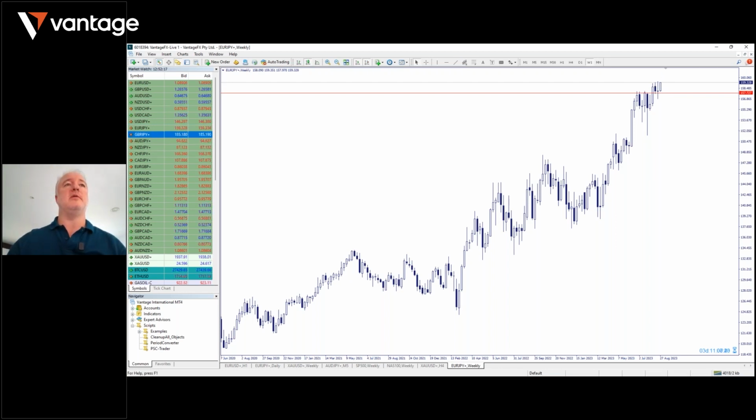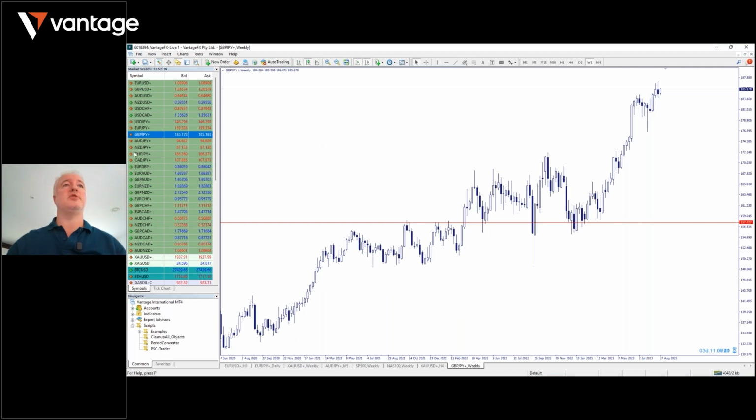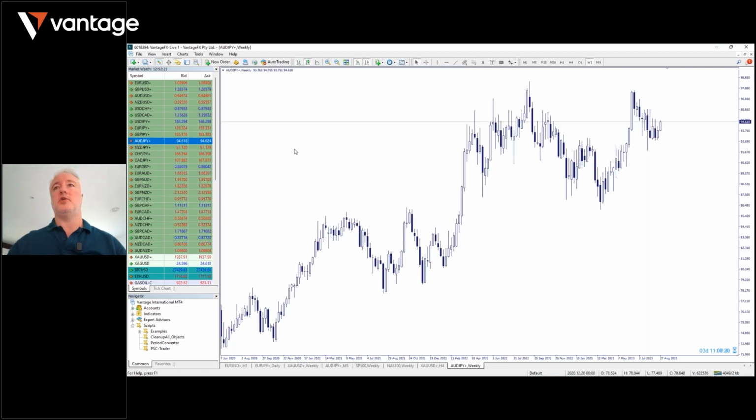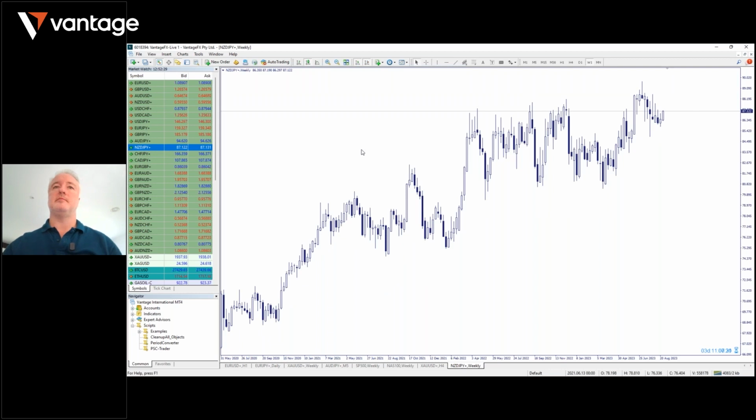Let's look at pound yen. Pound yen is also trying to push higher. Aussie yen trying to push a little bit higher as well. And Aussie yen, at least you know it's got up here before, so you know it's got the potential to get up there again. Kiwi yen also got a similar type of setup. They're not as strong as pound yen and euro yen, but they're there.